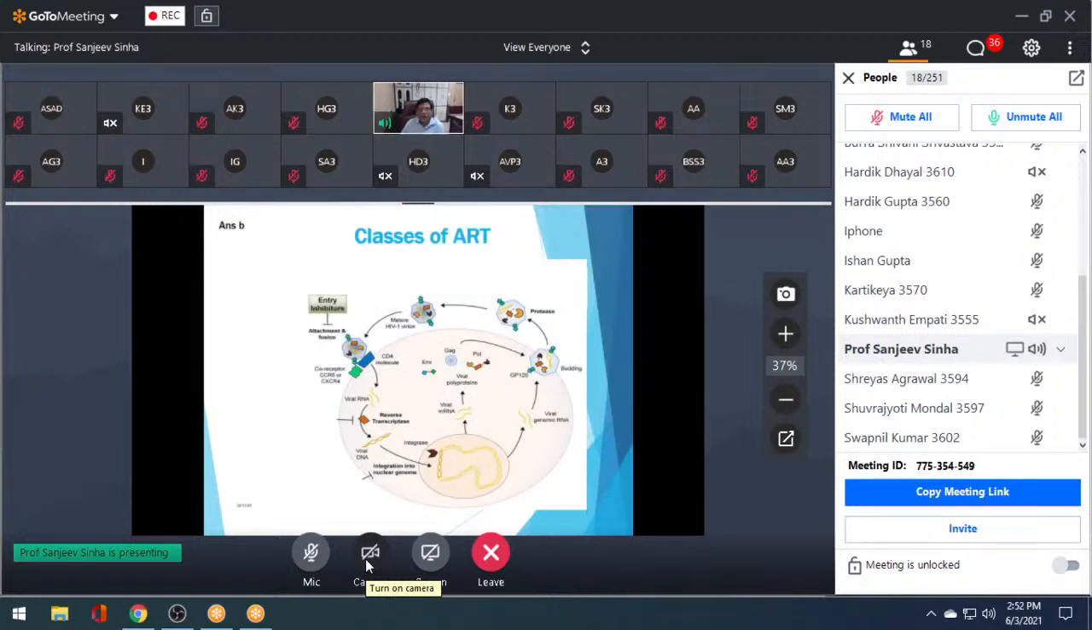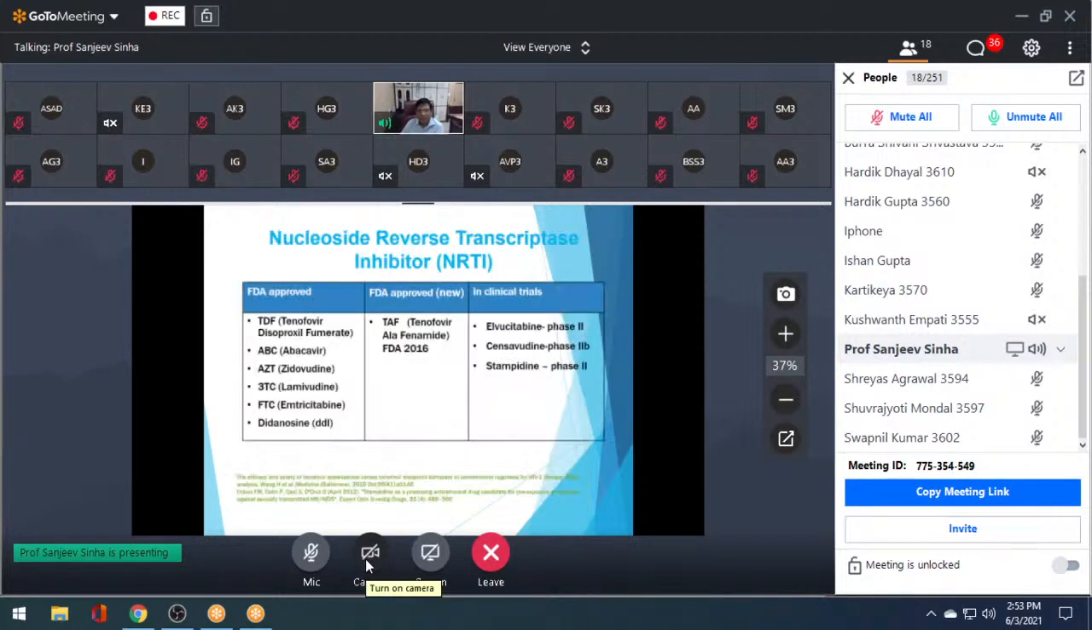Coming to the classes of ART, you can see there are some very common classes: entry inhibitors, reverse transcriptase inhibitors, integrase inhibitors, and protease inhibitors. So there are different kinds of antiretroviral therapy. When we started about 20 years back, we had only a limited number of drugs, but now we have more options available in the market and in the national program.